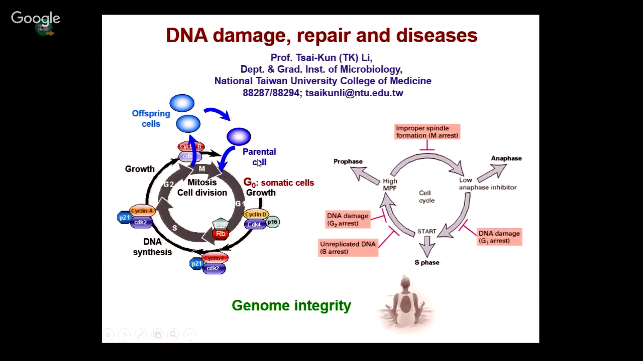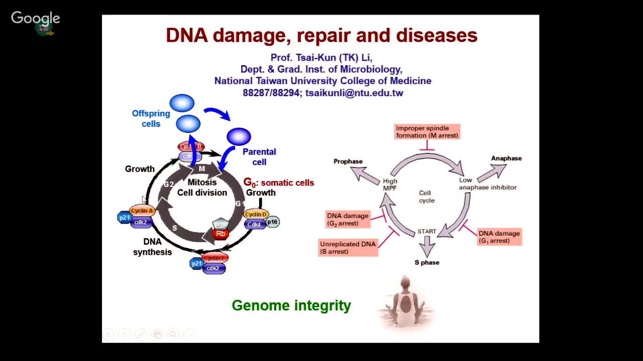A parental cell will first enter from the G0 phase into the G1 phase. G stands for gap, in between the S phase, which is the DNA synthesis phase, the S right here. Your genome will be doubled in this S phase, then it goes through the G2 phase into the M phase. M is the so-called mitotic phase, when you have the duplicated chromosomes and separate them into two daughter cells. After separation, they will have cytokinesis, and then the cell will divide into two cells.